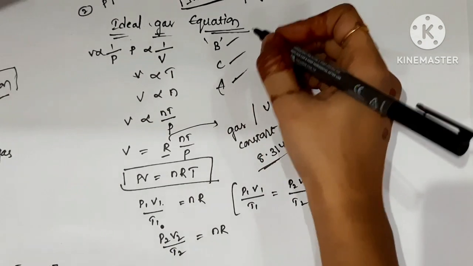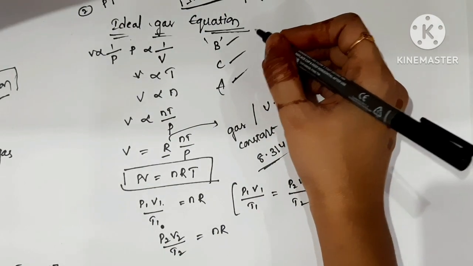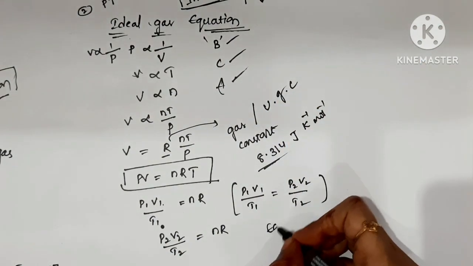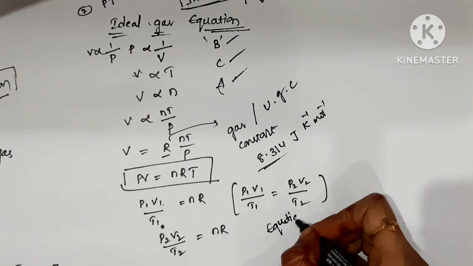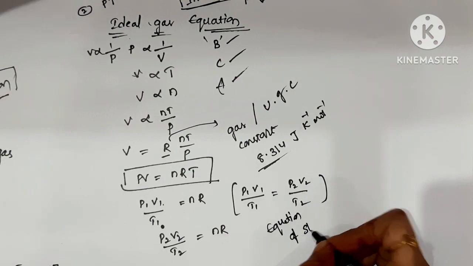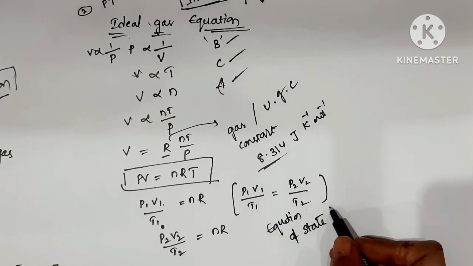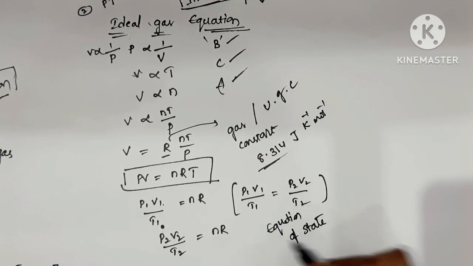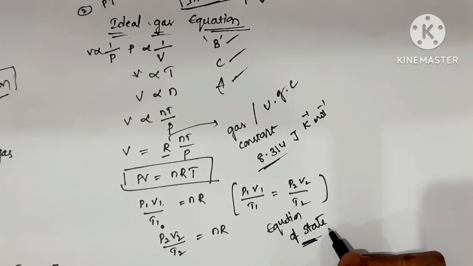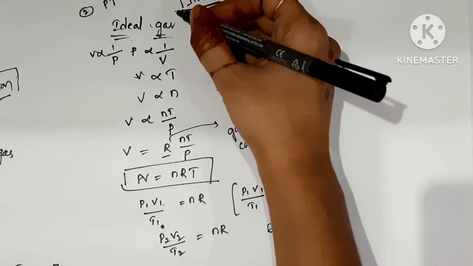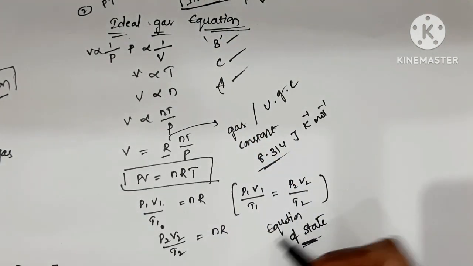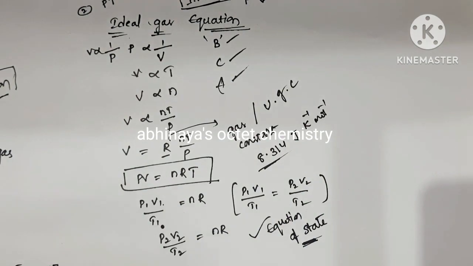So the ideal gas equation is also called the equation of state. Why? Because it describes the state of the gas. That's why the ideal gas equation is also called the equation of state.